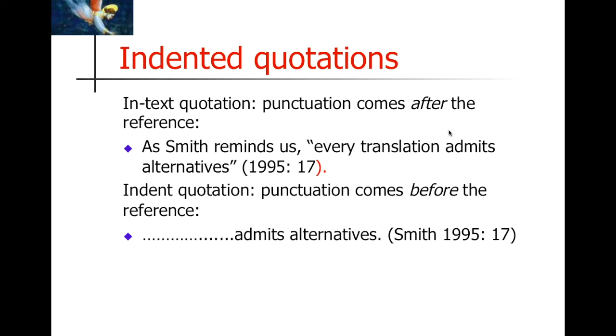And the other difference is this. In the in-text quotation, the punctuation comes after the reference. Here's the example we saw, and the punctuation is there, okay, after the close of that reference. In the indented quotation, the punctuation comes before. So it would have long citation, finishing, admits alternatives, full stop, period, that's it, and then in brackets, give the reference, Smith, 1995, 17, and nothing there. Okay? The punctuation goes with the quotation. This is the difference. This is in-text, this is indented.